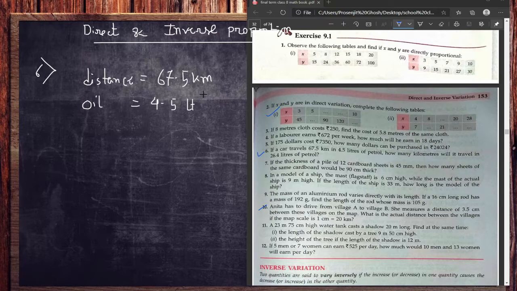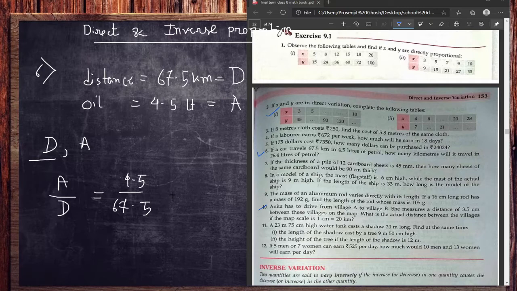So we can actually apply our formula over here. I'm writing this distance as capital D and this amount of oil as capital A. So the two variables given to me are D and A. How can we write that one? First of all I am writing A by D. The value should be A, which is 4.5, and the D value, which is 67.5. All right. So we got the ratio of A by D, which is 4.5 by 67.5.